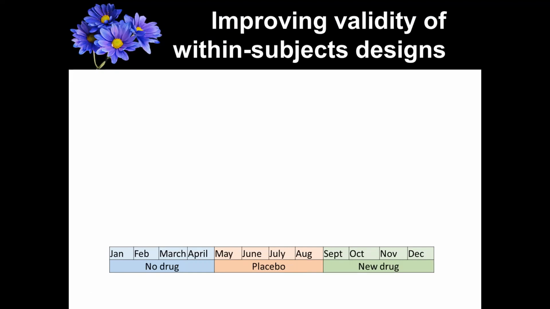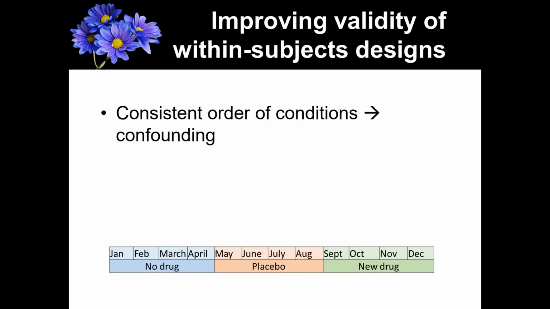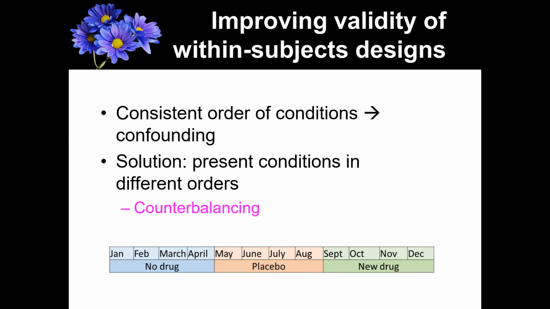So in this particular study, practice and rest periods and spacing out conditions are not really an option. But what we can do is something known as counterbalancing. And this is really just mixing up the order of the conditions. Okay.